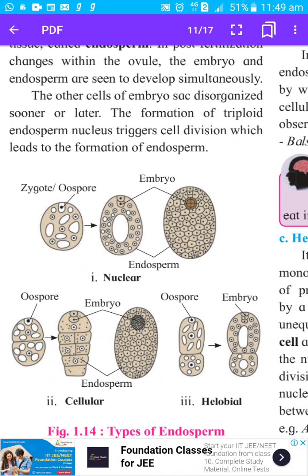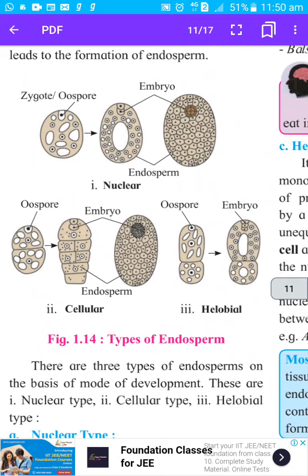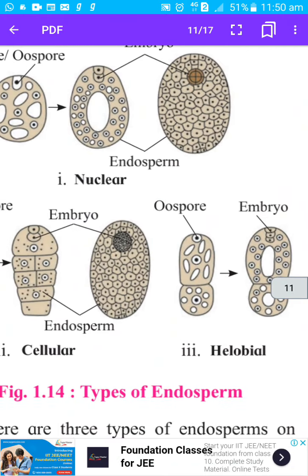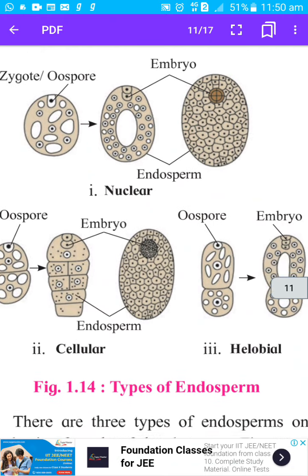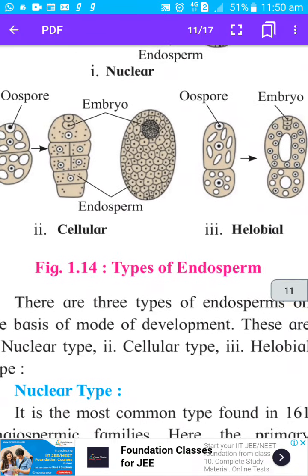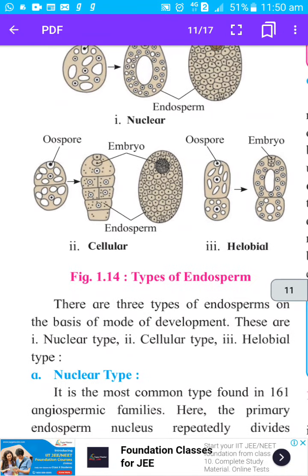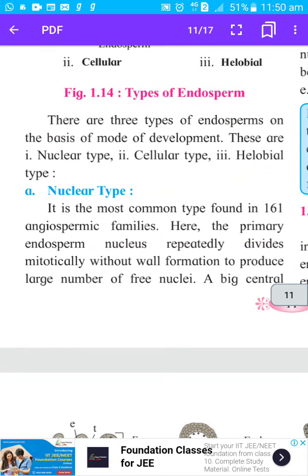The formation of the triploid endosperm nucleus triggers cell division which leads to formation of endosperm. So from this PEN, or primary endosperm nucleus, there will be a development of endosperm. Here a diagram is shown of how this endosperm is formed. Then there are three types of endosperm. First one is nuclear endosperm, second is cellular, and third one is helobial. In your textbook the diagram is shown, so let us see one by one.